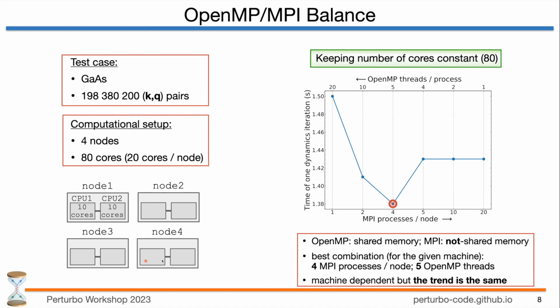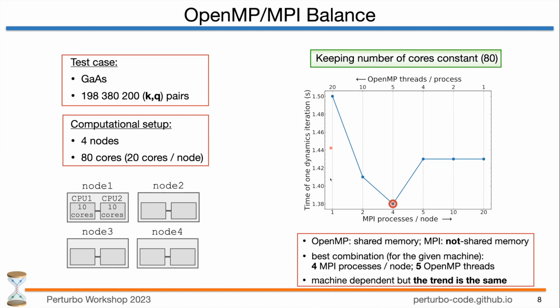So our computational setup here is a machine with 4 nodes, 80 cores in total, 20 cores per node. And each node would have 2 CPUs with 10 cores per CPU. Then I would do the following thing. While keeping my resources constant, so for each different calculation, I would keep still 80 cores busy. But then I will change the trade-off between OpenMP and MPI. So each point here on this curve will be a separate calculation where I will be taking different number of OpenMP threads and MPI processes per node.